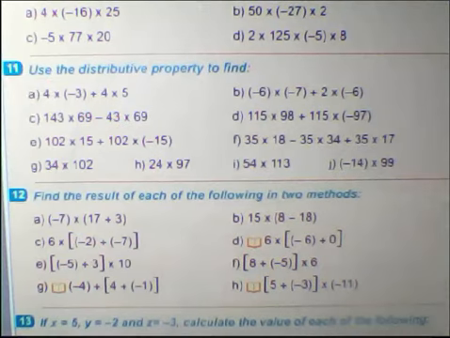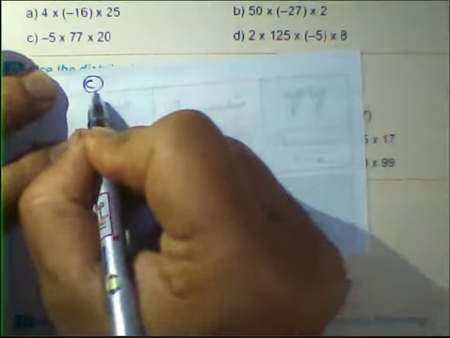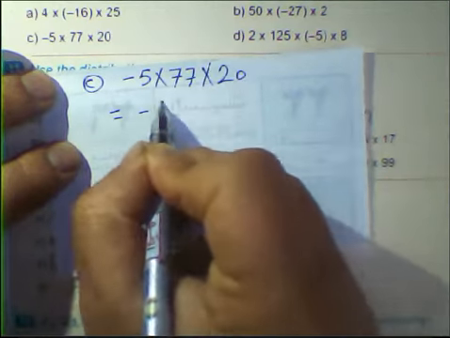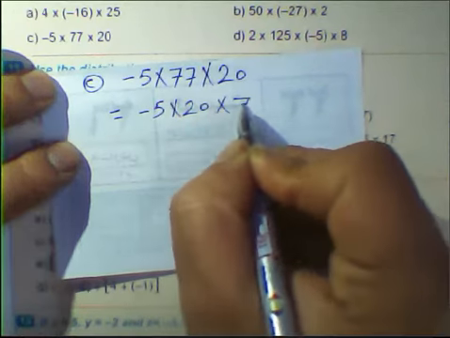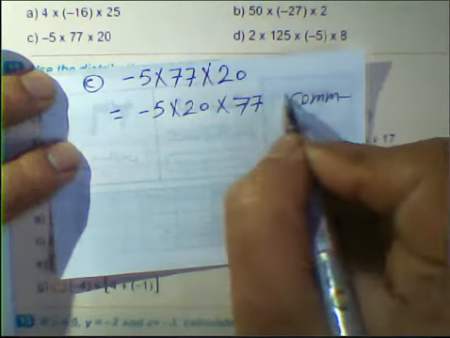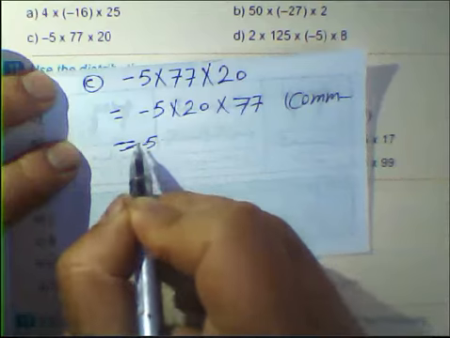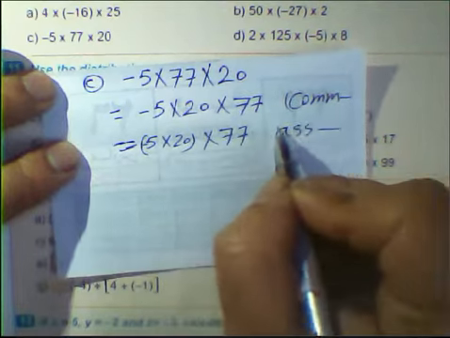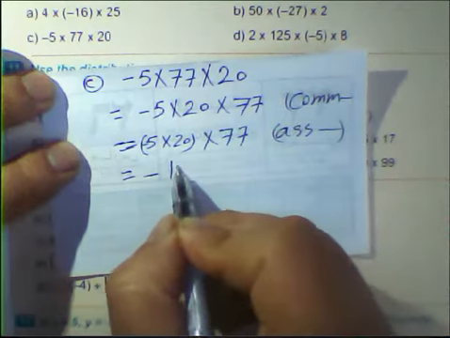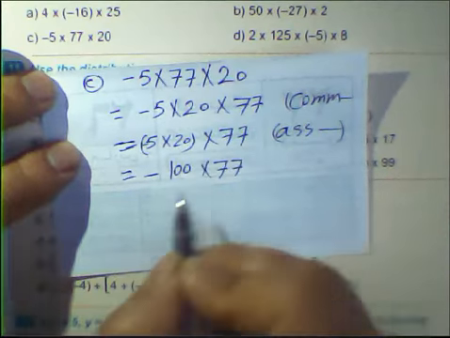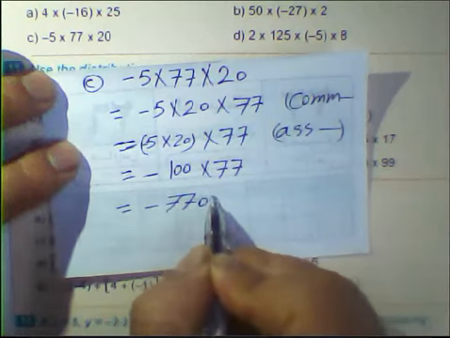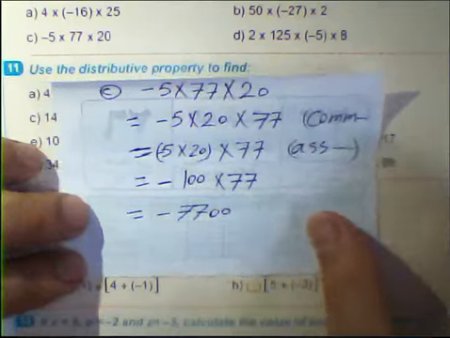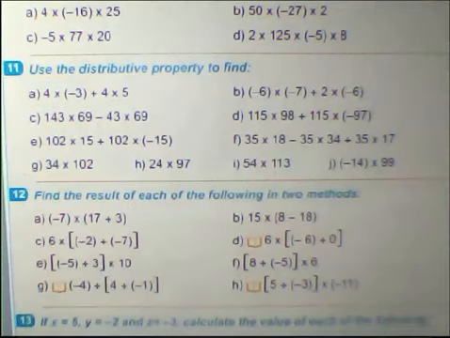Letter C: negative 5 multiplied by 77 multiplied by 20. We can write negative 5 multiplied by 20 multiplied by 77. It was the commutative property. And then negative 5 multiplied by 20 in parentheses multiplied by 77. It was the associative property. The result will be negative 100 multiplied by 77 equals negative 77 and double zero behind it. So the result will be negative 7700. Letter D.